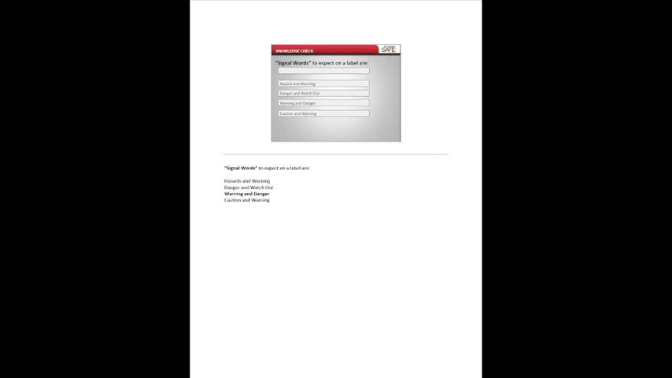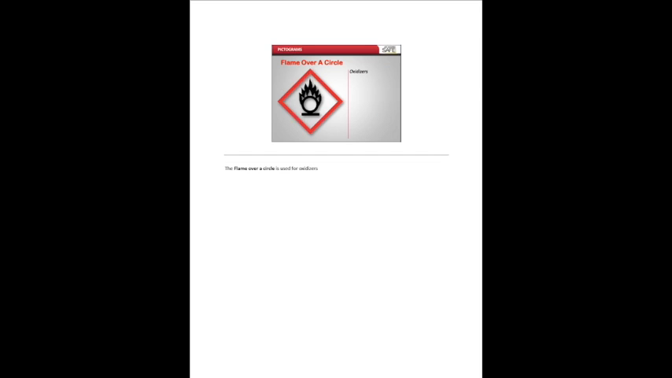Next slide. Knowledge check. Signal words to expect on a label are: hazards and warning, danger and watch out, warning and danger, caution and warning. The answer is warning and danger. Next slide. There are 8 pictograms for hazards related to health and physical hazards. Next slide. The flame over a circle is used for oxidizers.